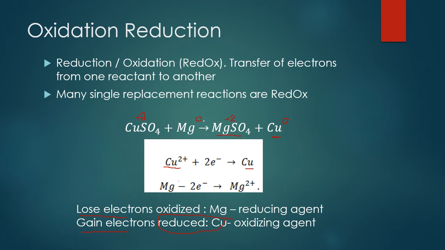Magnesium is going from a 0 to a +2 charge. So what we're going to see is that it's losing 2 negatively charged electrons to become that +2 charge. So magnesium then is oxidized.